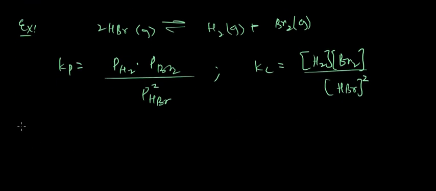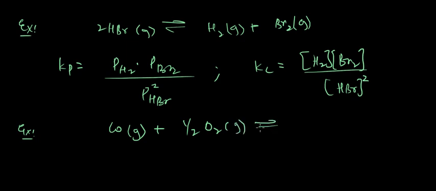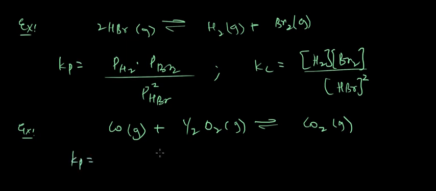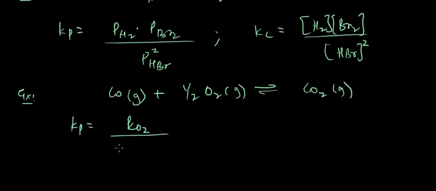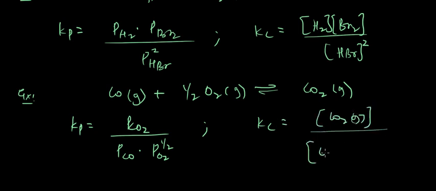Okay. Next, let's take another example wherein we have carbon monoxide in gaseous form reacting with half a mole of oxygen, again in gaseous form, forming CO2, again in gaseous form. The Kp for this reaction would be the partial pressure of CO2 divided by the partial pressure of carbon monoxide into the partial pressure of oxygen to the power half, and Kc in this case would be the concentration of CO2(g) divided by the concentration of carbon monoxide and the concentration of O2(g) raised to the power 1 by 2.